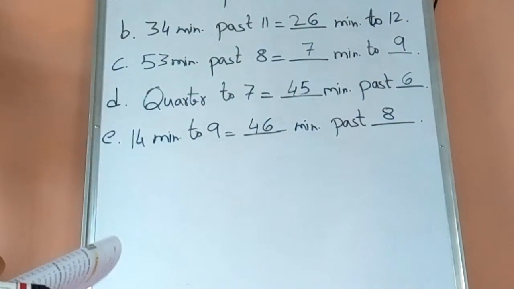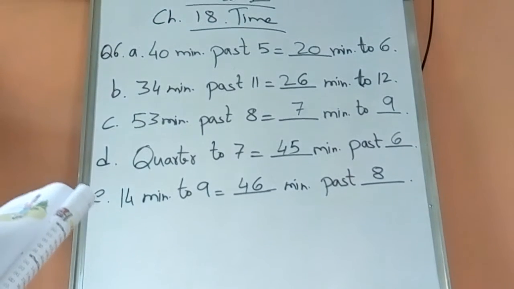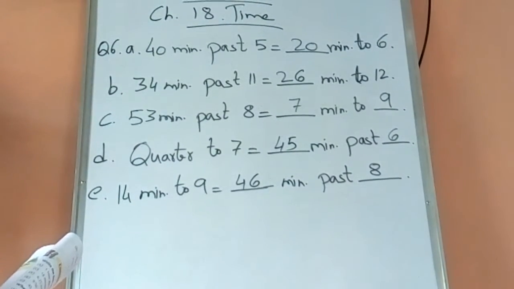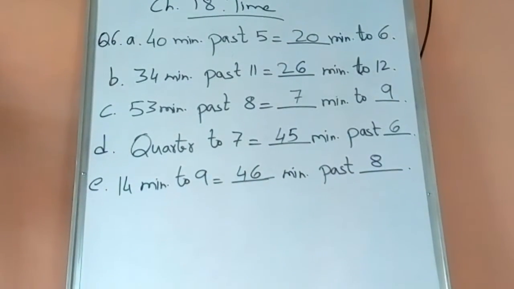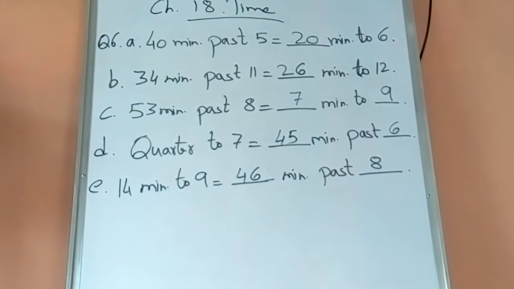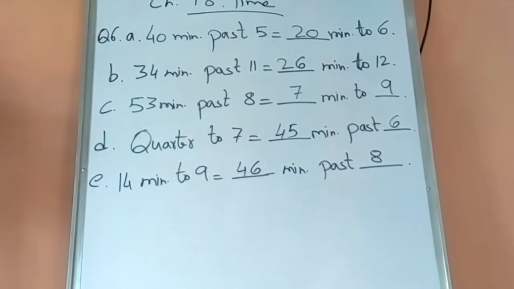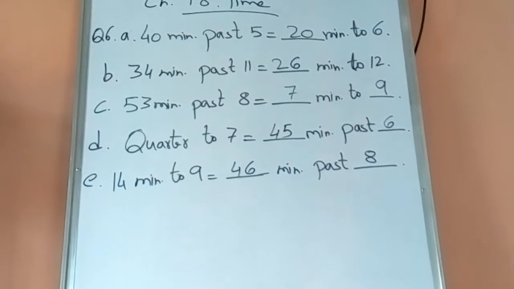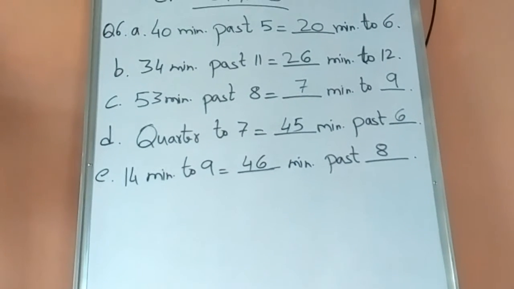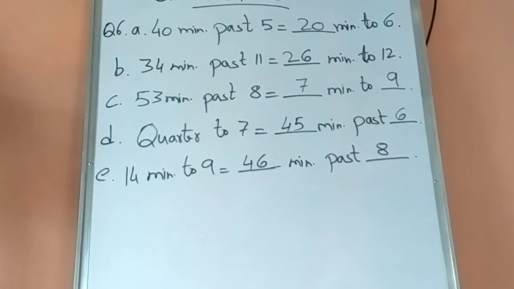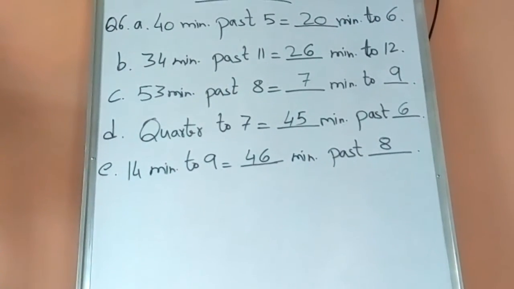And in another way we can say 14 minutes to 9. Similarly, quarter to 7, in another way we can say 45 minutes past 6. Then 53 minutes past 8, in another way we can say 7 minutes to 9. And B, 34 minutes past 11 or 26 minutes to 12. Then A, 40 minutes past 5 or 20 minutes to 6. You have to write the time in this way.